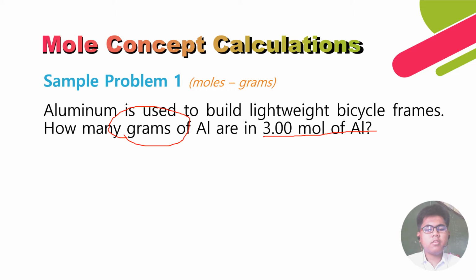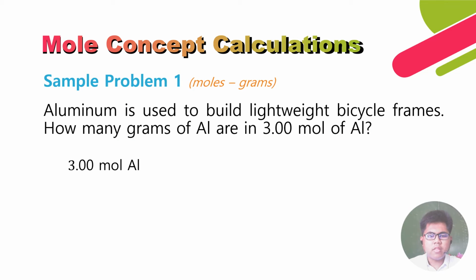Now, in solving this problem, first, you have to write again the given. And based doon sa figure natin kanina, di ba, mole is related to grams in terms of molar mass. Now, we have to determine what is the molar mass of aluminum. The molar mass of aluminum is in terms of gram per mole. Meaning to say, we have the atomic mass of element in terms of gram per mole.